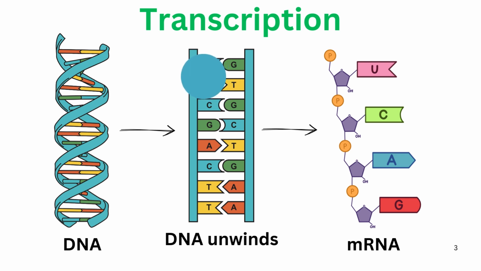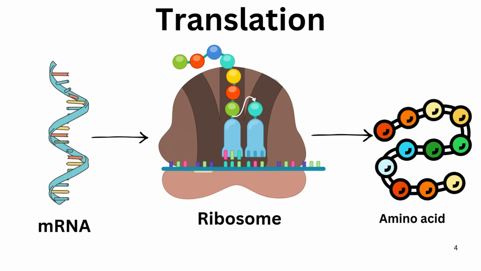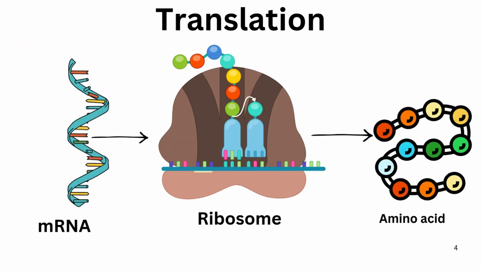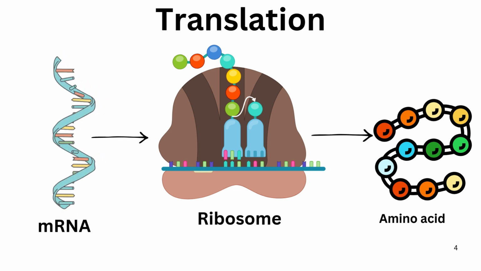Our DNA is so precious to us, we have to make a copy in order to produce proteins, which are essential in our body. So when the mRNA is being produced, it is modified and then it leaves the nucleus to enter the ribosome. Now, translation. The mRNA is translated into amino acids as it enters the ribosome.